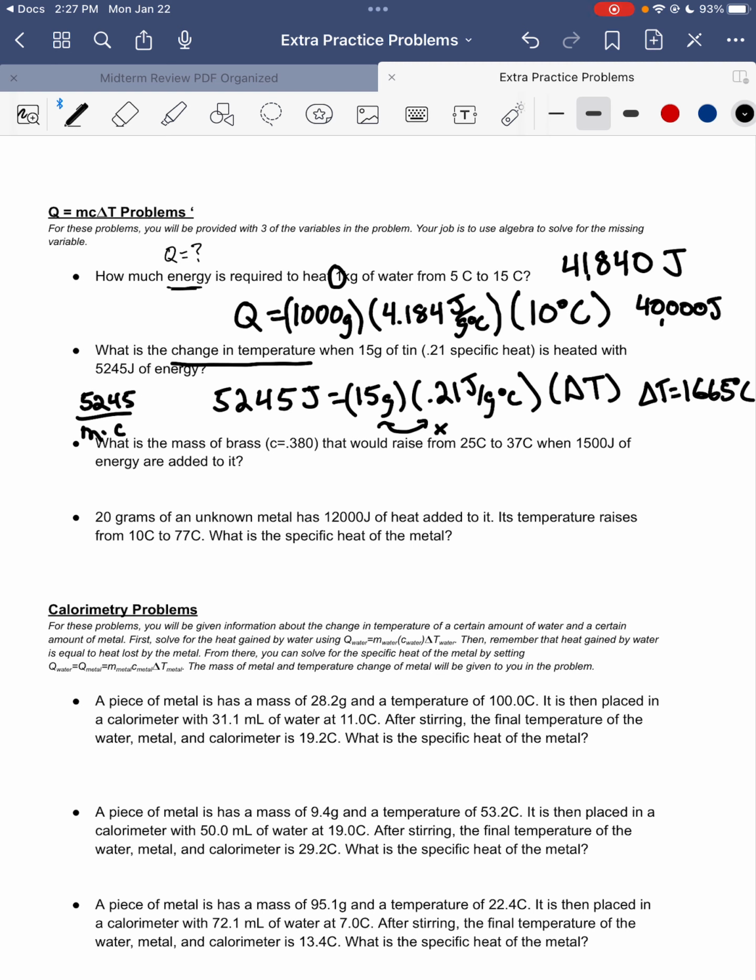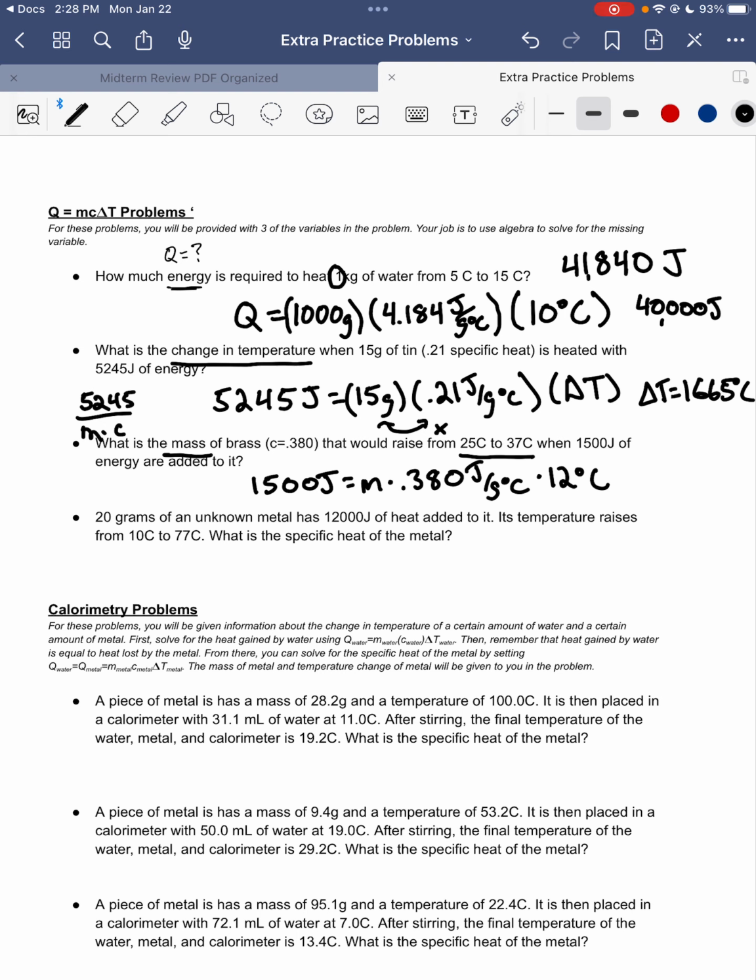My next problem asks me for the mass of brass that would be required to raise from 25 to 37 Celsius when 1,500 joules of energy are added to it. So I'm asked for a mass, and so that's what I'm solving for. My Q value is my joules. That's 1,500 joules. My mass is my unknown variable. My C value is 0.380 joules per gram degree Celsius. And my delta T is 12 degrees Celsius because that's the difference between 25 and 37.